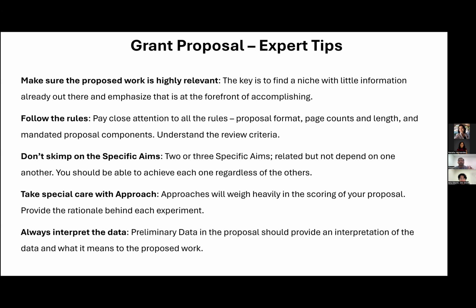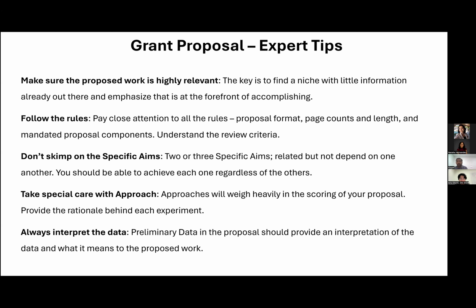That means, suppose if your aim one fails, your project shouldn't stop there. So even if your aim one fails, okay, you should have an independent aim 2 that will bypass the failure of aim 1. So like that, you need to articulate your specific aims.